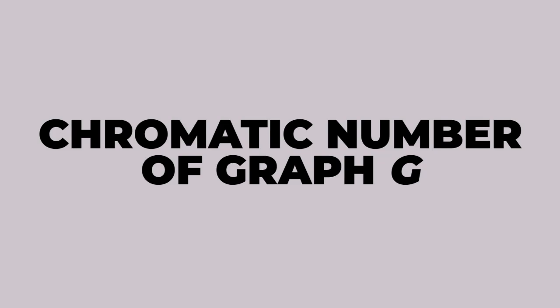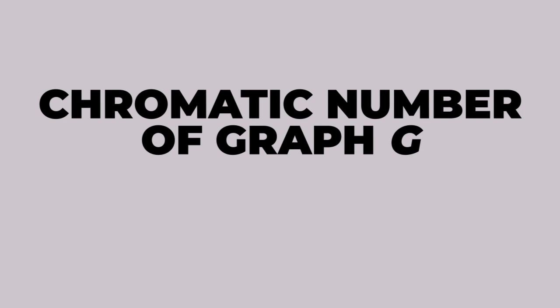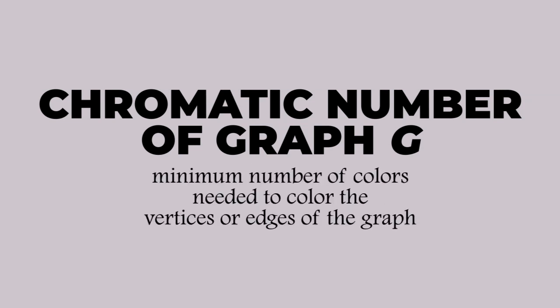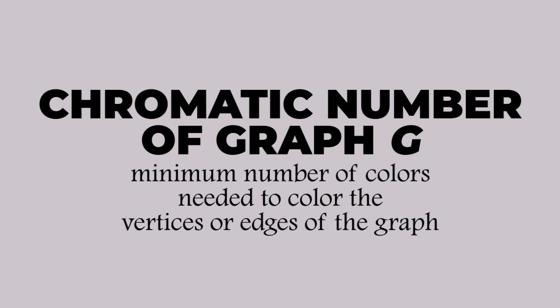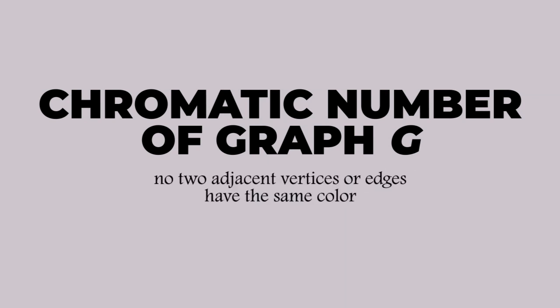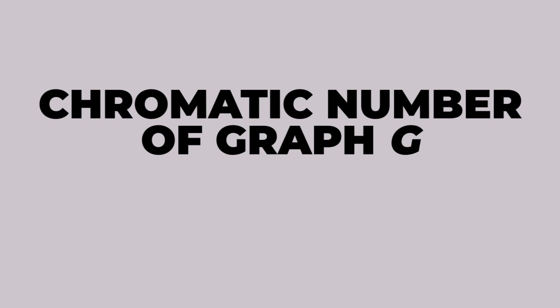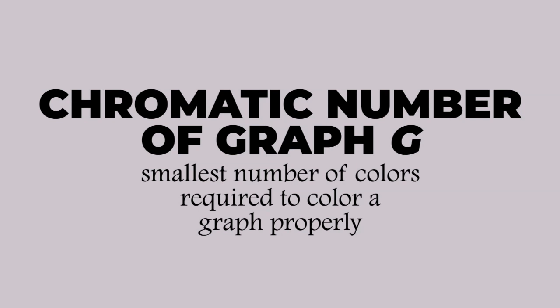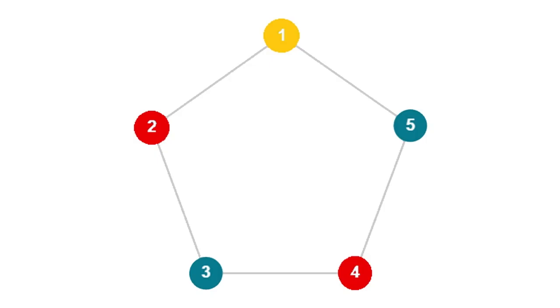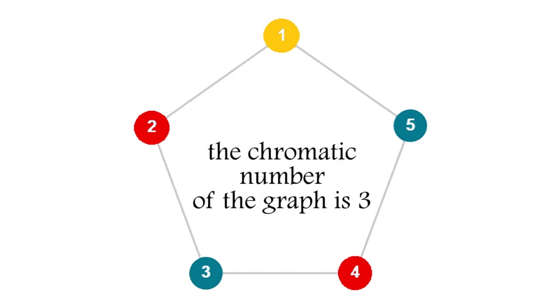The chromatic number of graph G, denoted by the Greek letter chi of G, refers to the minimum number of colors needed to color the vertices or edges of the graph, so that no 2 adjacent vertices or edges have the same color. It is also simply the smallest number of colors required to color a graph properly. In the given graph, we know that it is a 3-colorable graph. Since it is impossible to color the vertices with less than 3 colors, we can say that the minimum number of colors required, or simply the chromatic number of the graph, is 3.